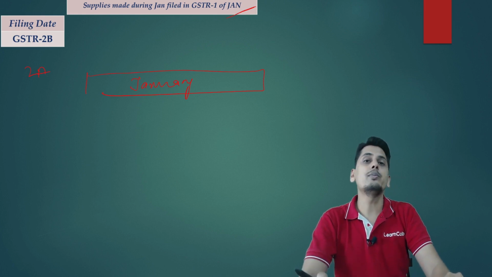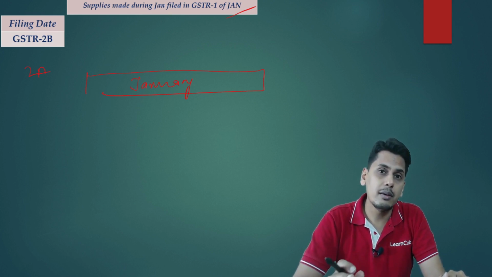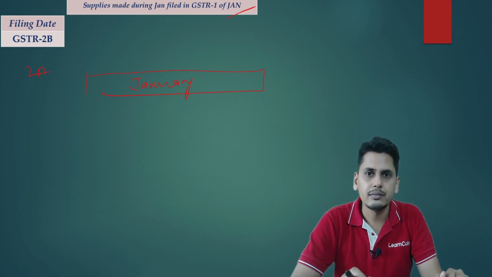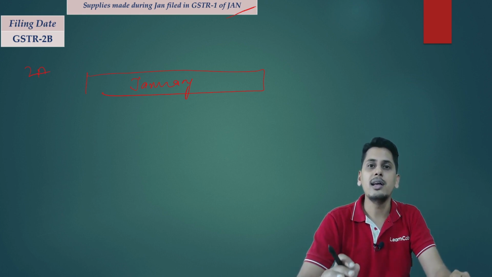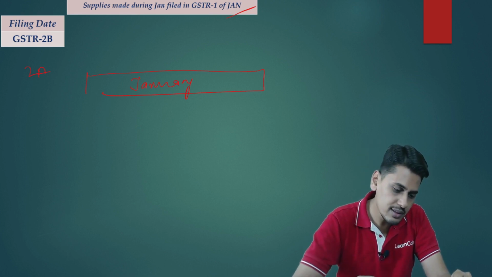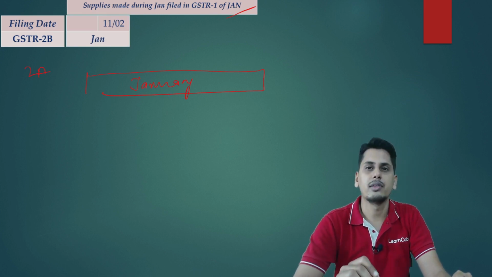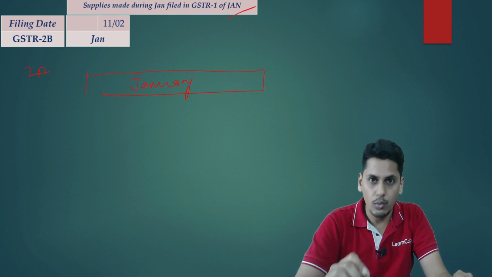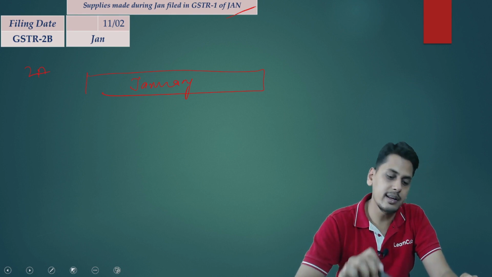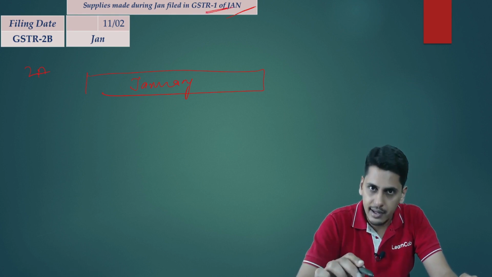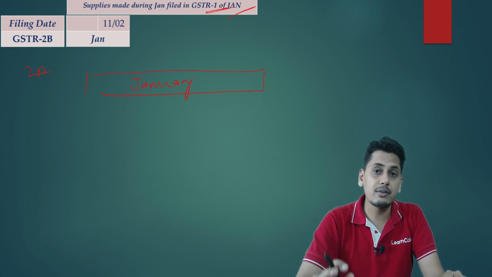Now friends, 2B has a different story. In 2B there is a cutoff date. If you file before the cutoff date, which is nothing but the due date, it would appear in 2B of that particular month. Otherwise, it would appear in 2B of the subsequent month. Now friends, let's say this particular invoice is included in GSTR-1 of January, but this GSTR-1 is filed by 11th of February.